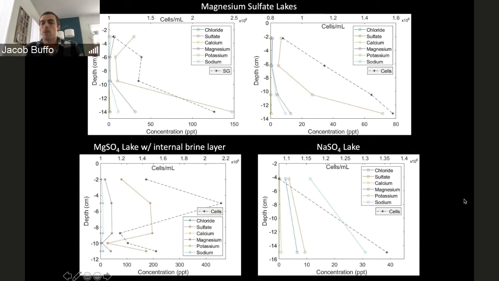And then the bottom right one is going to be a sodium sulfate lake that we went to as well. Unfortunately, which I'll talk about in a bit, that lake was a little difficult. It was a little warm that day, so the ice was basically super, super porous and was very, very hard to sample.